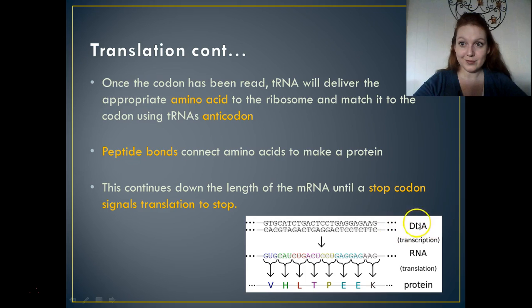So here we have another process. DNA to RNA. This part happened in the nucleus, transcription, and then at the ribosome in the cytoplasm, RNA is translated then into protein. So we can see every 3 letters right here then becomes an amino acid. Those amino acids get linked together through peptide bonds, and we have our protein forming.